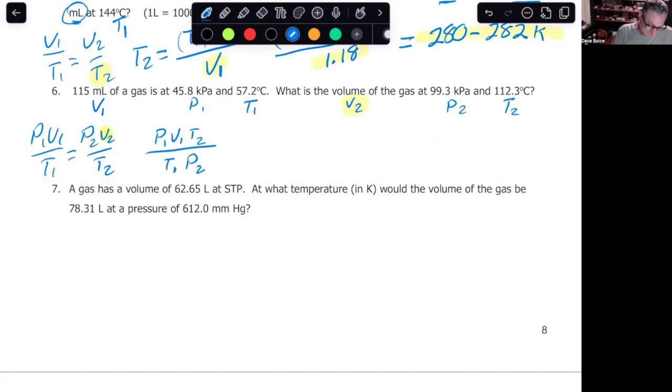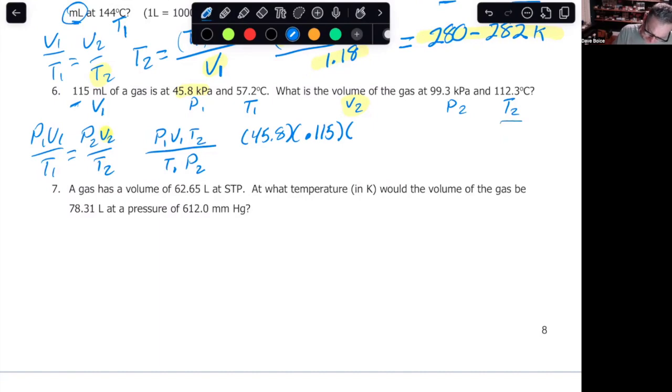converting units. So P1, where's my P1? There you are. Don't really need to do anything with that. That's just in kPa, so that's cool. So 45.8 times my V1. Where are you at? You're here. 115 milliliters. Nope, that's not going to work. I need liters. So I'm going to divide that by 1,000 or just move the decimal place over 3. So 0.115 liters.